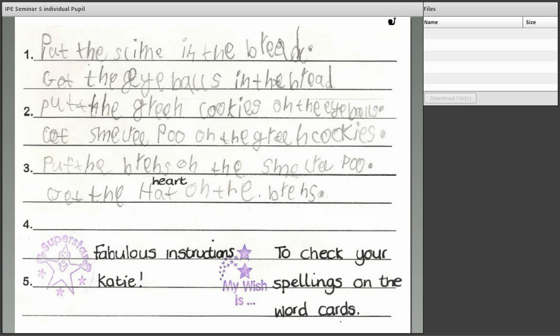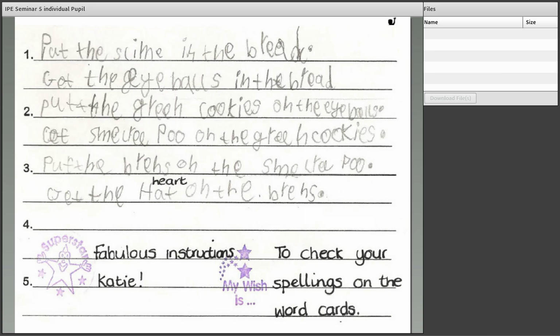and the teacher's comment here. Now, I think if we're going to use comments on writing, and here what we're doing is giving some praise, that's the superstar element, and then giving them a point to move on: "My wish is...". And I always think that things like "check your spellings on the word cards" are not going to help move the writing on. It might do something about the spelling, but it's not going to help in terms of the quality of the writing. So I think we need to think very carefully about the comments that we make as well.